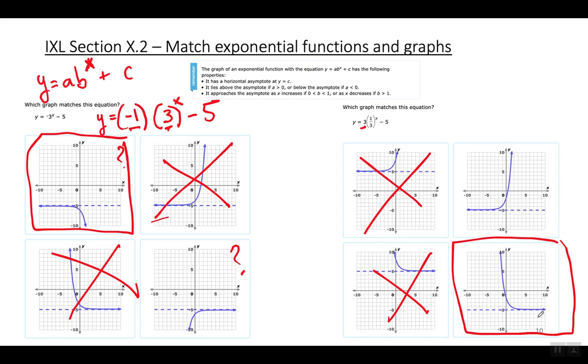All right, so I'm going to stop there. I think that's plenty of examples. Remember, on this IXL, you should be doing absolutely no work. Just looking at the exponential function and identifying what you need to identify in order to pick the correct graph. No work on this IXL at all. Just look at the equation and match it to the correct graph. There can only be one answer in each problem, okay?